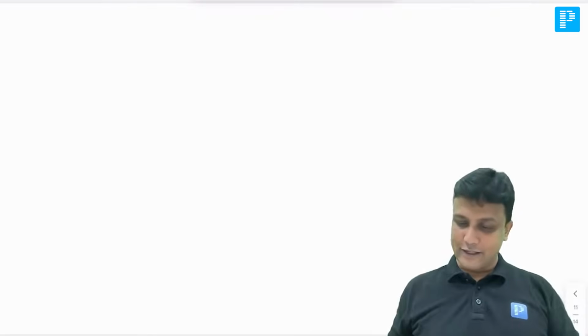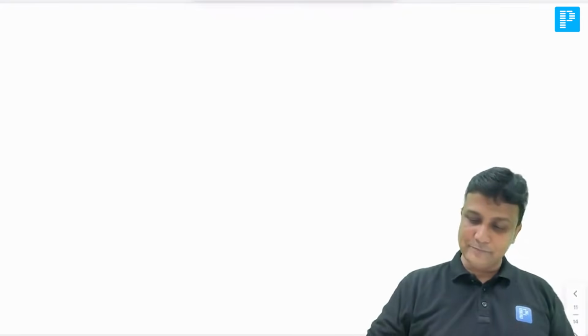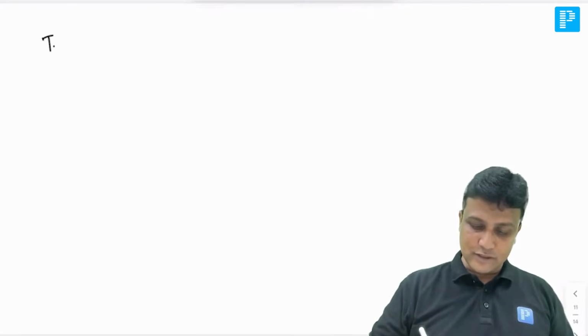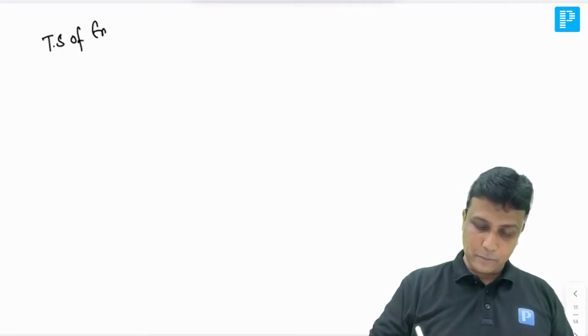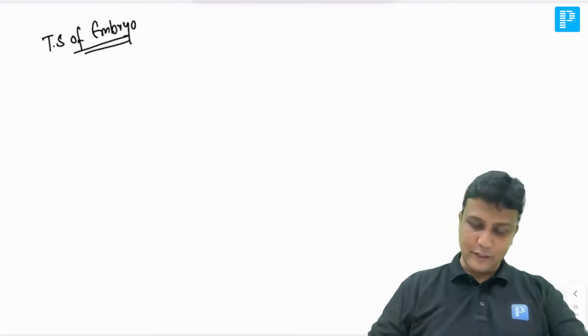तो अब हम draw करेंगे transverse section of the embryo. So please write the heading as transverse section of embryos. Transverse section of the embryo.